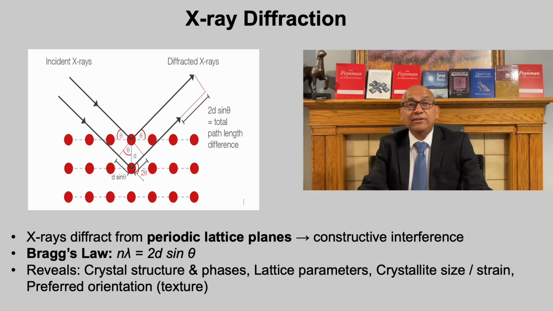By measuring the angles and intensities of these diffracted beams, we can determine the lattice spacing, crystal symmetry, and identify the material's phase. Every crystalline material produces a unique diffraction pattern. Essentially, it's a structural fingerprint. The peak positions reveal the unit cell dimensions, while peak intensities relate to atomic arrangement and preferred orientation. Broadened peaks can indicate a small crystallite size or internal strain, both of which are common in nanomaterials.